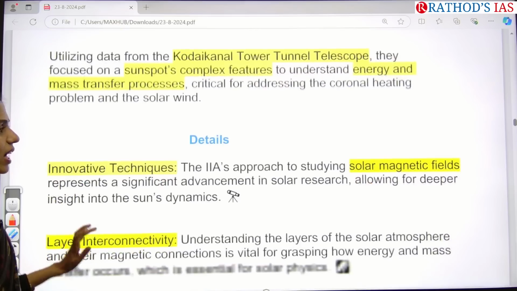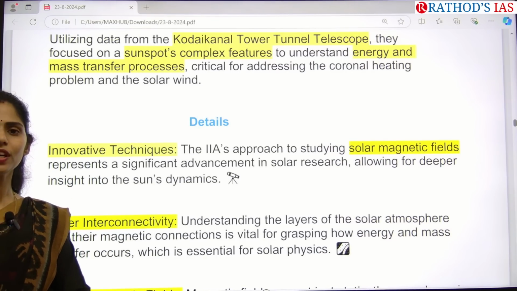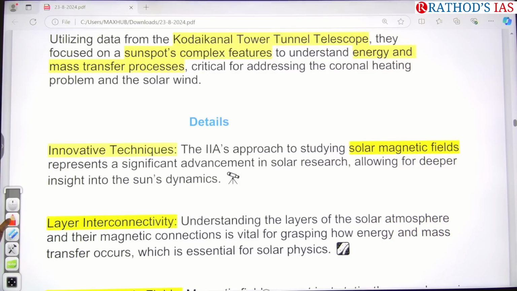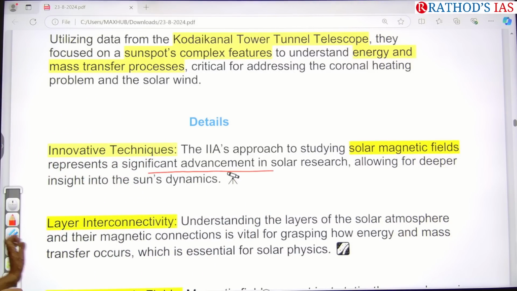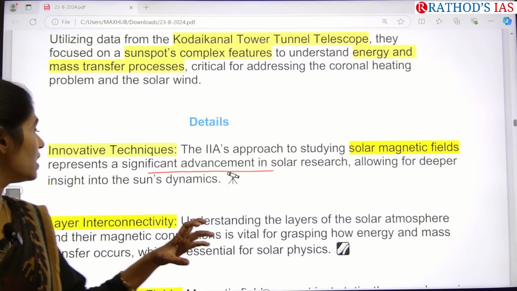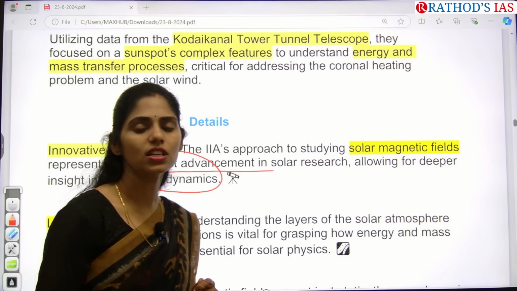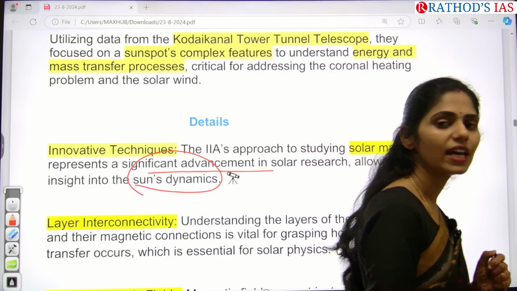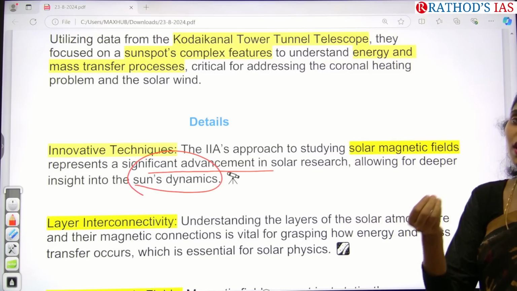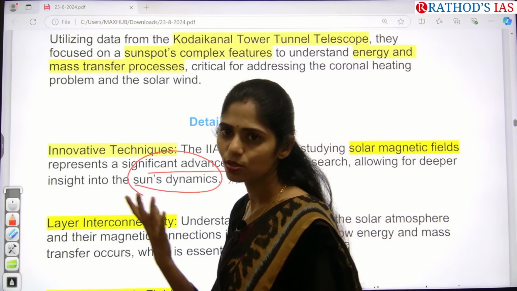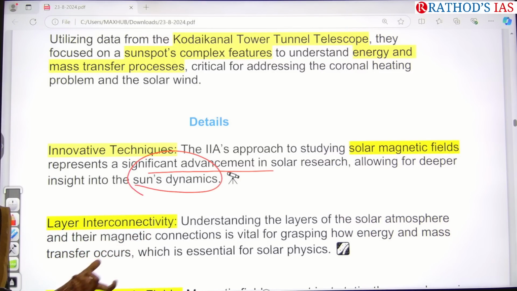So what can we understand from this article? That we are using some innovative techniques. By using these techniques, we can study magnetic fields, and we have significant advancements in our solar research, and we are going to have deeper insights into sun dynamics. Sun dynamics is very important. Without the sun, life will not exist on the earth. The sun is the star from which we receive light, and without sunlight, even photosynthesis cannot happen on our earth, so there is no possibility of oxygen, right? So you have to understand solar dynamics and sun dynamics.